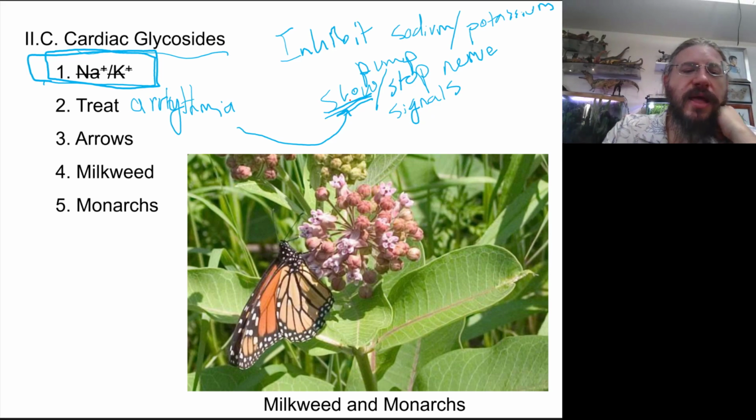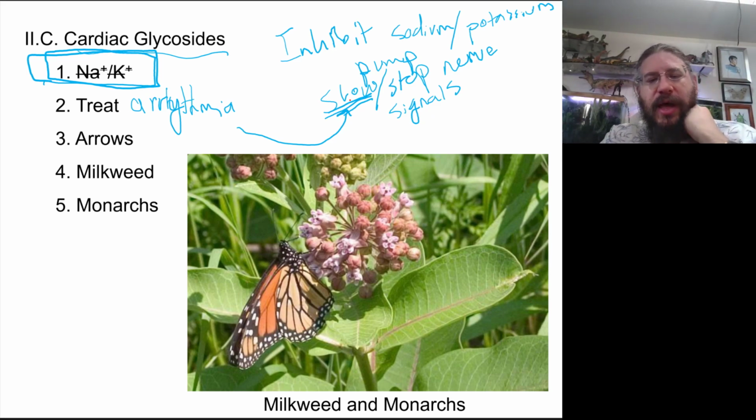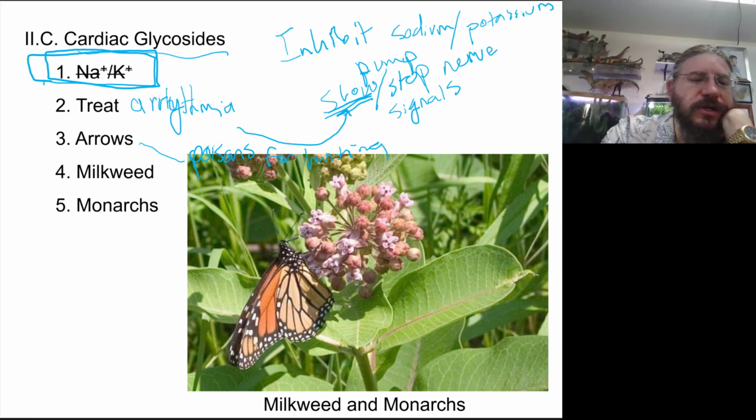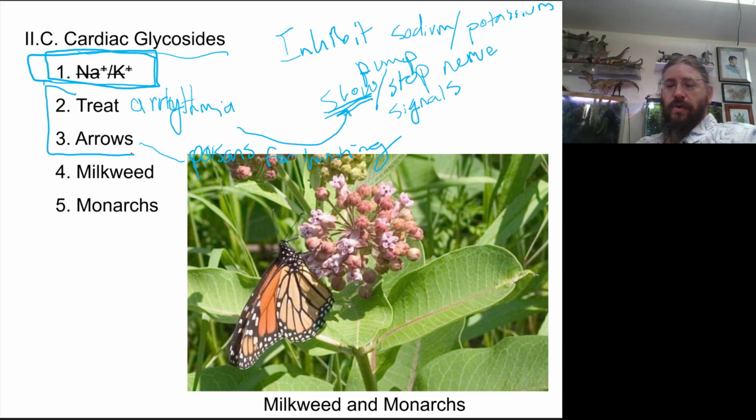There are people in Africa who use cardiac glycosides on arrows, so they can use them as arrow poison. So that's kind of cool. Those are 2 human uses. Let's talk about the wild biological world.